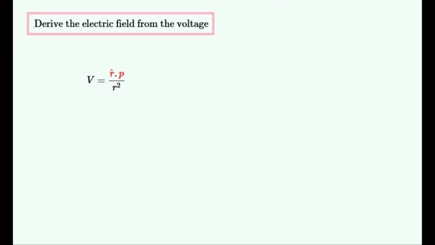Now to derive the electric field from the voltage using vector calculus. This is what the voltage is equal to in terms of these two vectors. This is what the electric field is equal to in terms of the voltage and using vector calculus. The electric field is equal to the gradient of the voltage multiplied by -1. Substituting the first equation into the second gives us this.